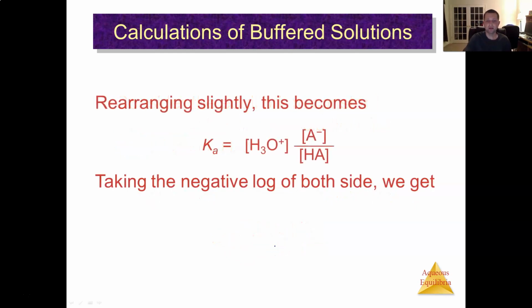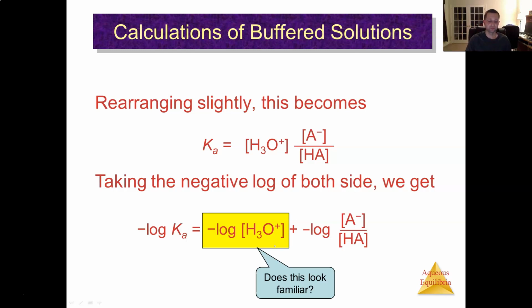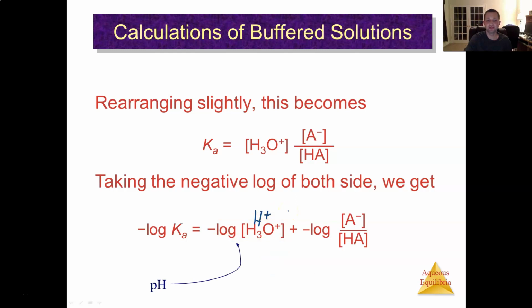Rearrange the Ka expression a little bit. Take the negative log of both sides, and here's where we're at. We should recognize some of this. Negative log of H3O plus. Remember, H3O plus is the same as H plus. So negative log of H3O plus, or negative log of H plus, is pH. Negative log of Ka is pKa. And then your HA is your acid, and the A minus is your base. So those are some of the components of the Henderson-Hasselbalch equation.